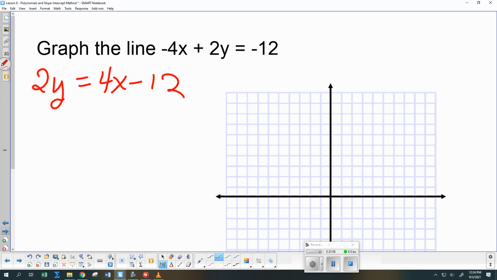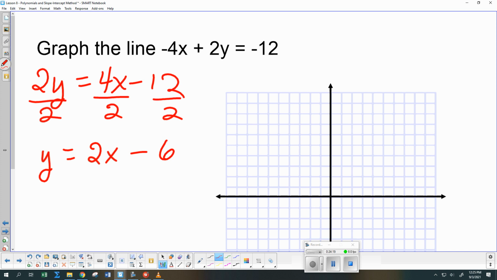Okay, I need somebody to help me with the next step. Divide everything by 2. So 2y divided by 2 is y, 4x divided by 2 is 2x, and minus 12 divided by 2 is 6. So now I need a starting point. Rachel, where do I start? What's my first point?